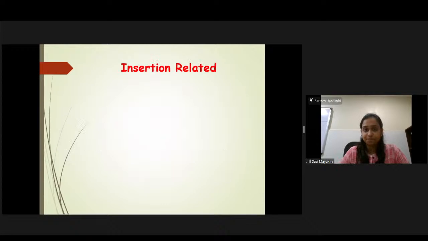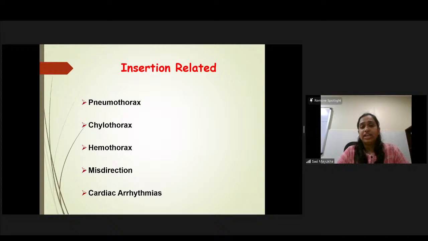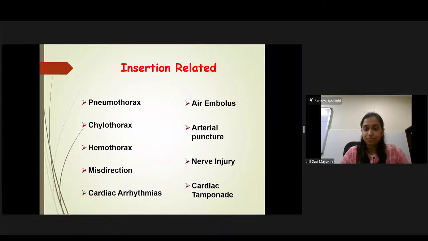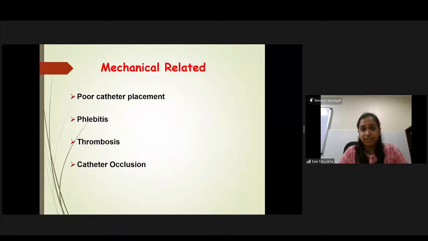So insertion related complications can be pneumothorax, chylothorax, hemothorax, cardiac arrhythmias, air embolus, arterial puncture, and nerve injury. Mechanical related complications are poor catheter placement. It can be too high up, or it can be very low down. Phlebitis, thrombosis, and catheter occlusion can occur.